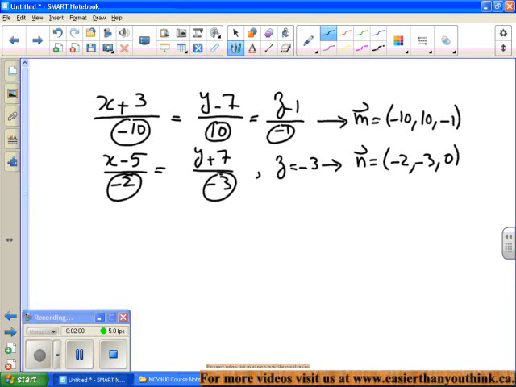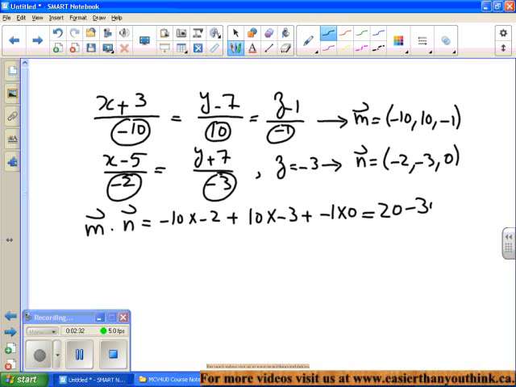So knowing these facts, I'm going to find m dot n, which is going to be negative 10 times negative 2 plus 10 times negative 3 plus negative 1 times 0. Now negative 10 times negative 2 is going to give me 20. 10 times negative 3 gives me negative 30. And then negative 1 times 0 gives me 0, so the answer is negative 10.